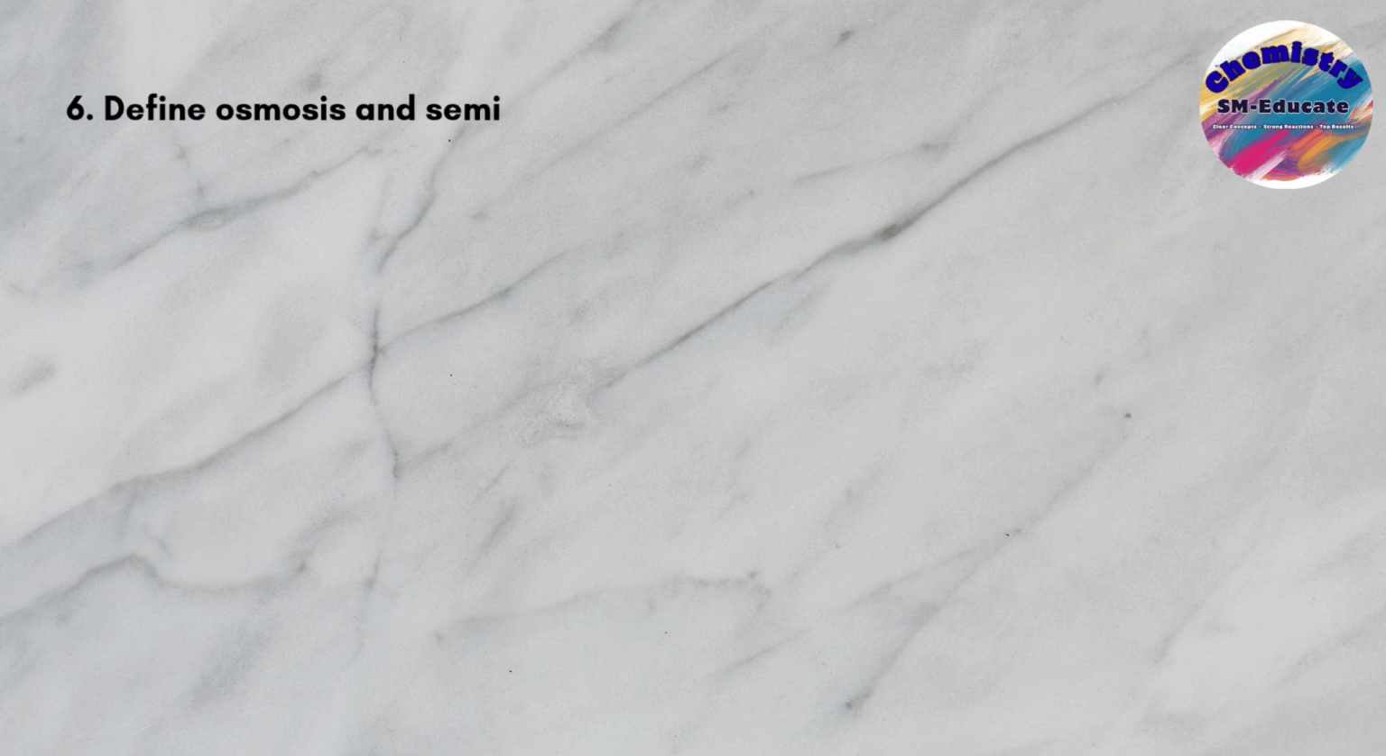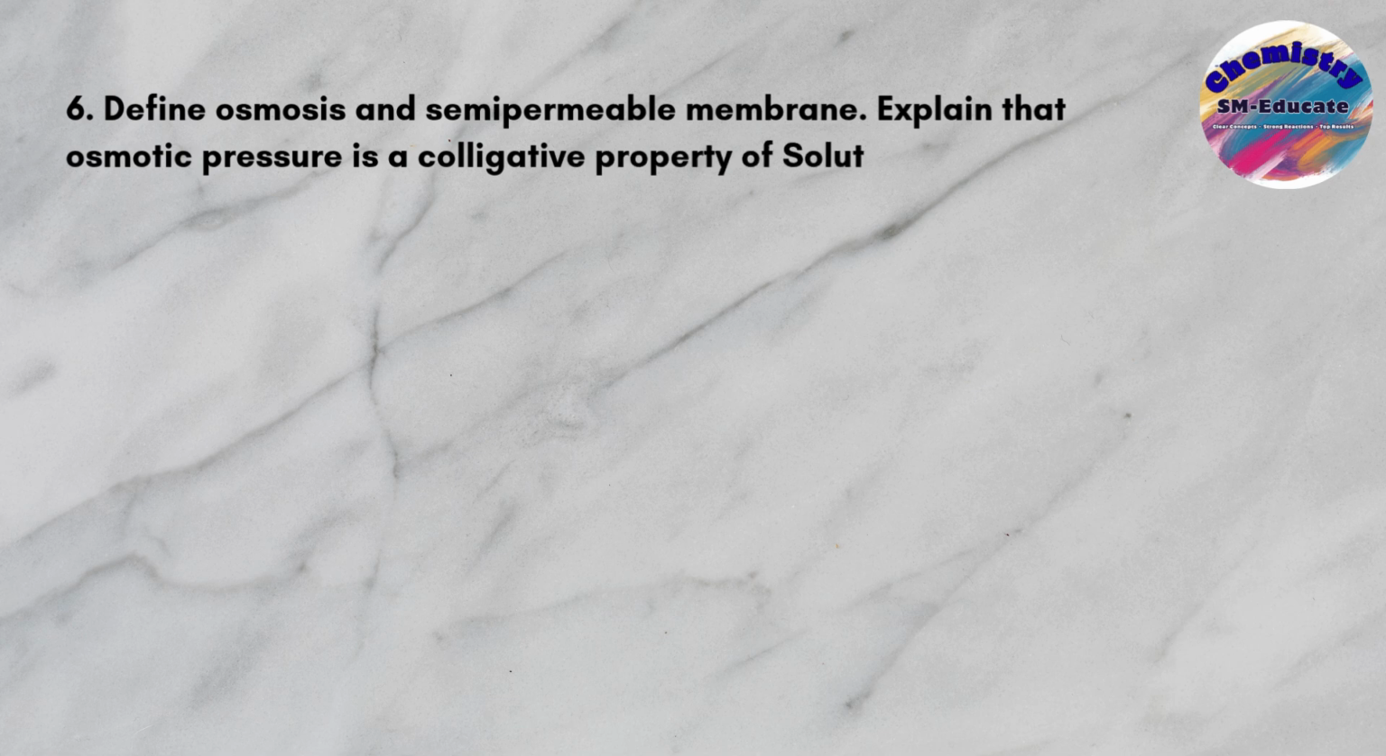Question 6. Define osmosis and semipermeable membrane. Explain that osmotic pressure is a colligative property of solution. Give 4 daily life examples of osmosis.